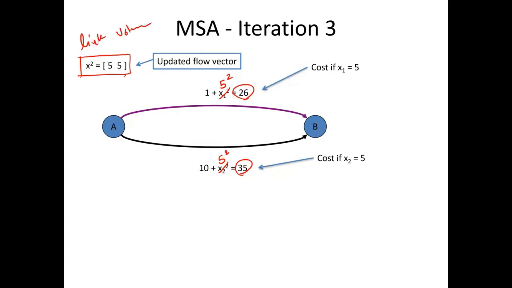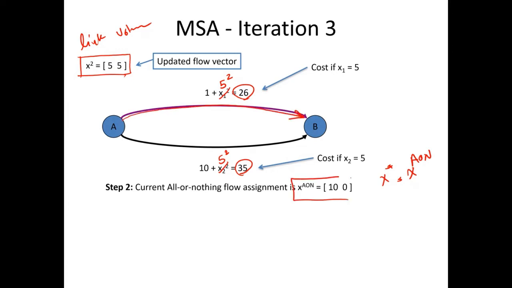Now let's do another all or nothing assignment to get that X star, or the X all or nothing assignment. X star and X all or nothing assignment are the same; I use them interchangeably. So if we do all or nothing assignment with the new cost, everybody will choose the top path, right? So the all or nothing assignment would be 10, 0. Ten people choose the top path, and 0 people will choose the bottom path.